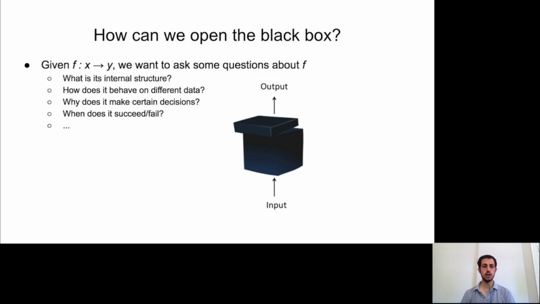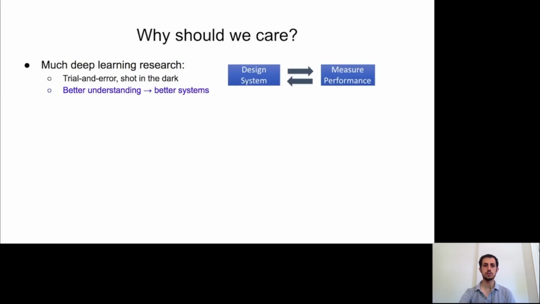And another question is, when does this model succeed, or when does it fail? Can we identify the sources for certain failures? And so on and so forth. So before we discuss these questions and provide some answers, it's useful to think about the motivation for this line of research in interpretability and analysis.